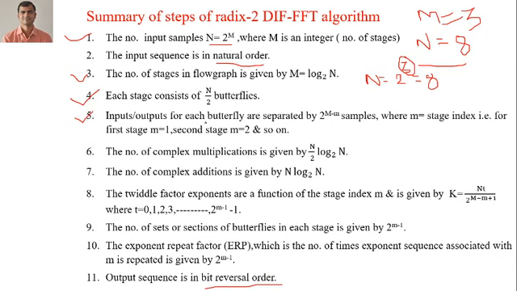Here the input and output for each butterfly are separated by 2 raised to capital M minus small m. In DIT FFT algorithm, we are having 2 raised to small m minus 1. But in DIF FFT algorithm, here we are having 2 raised to capital M minus small m. So let me show you here. Input and output for each butterfly are separated by 2 raised to capital M minus m.